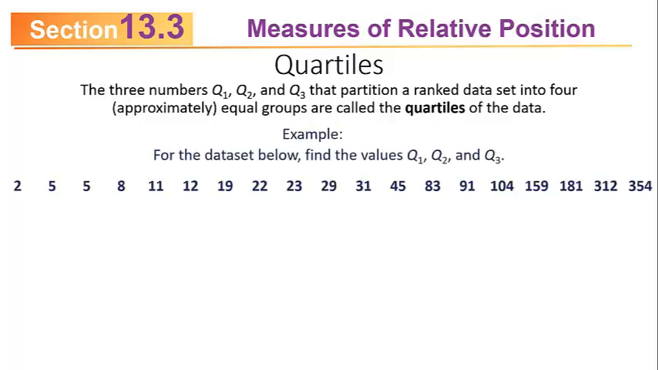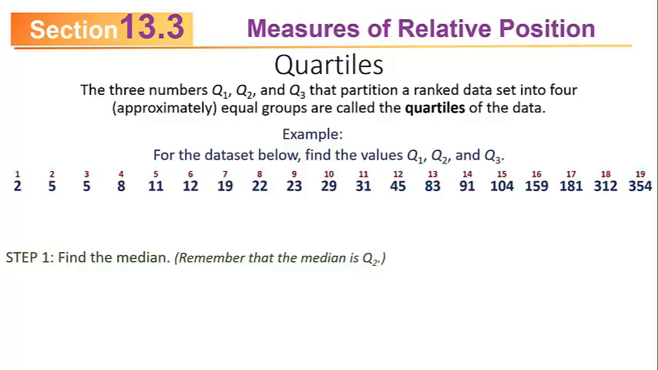For example, if we take this data set below and want to find the values of q sub 1, q sub 2, and q sub 3, here's how we proceed. First of all, the data needs to be ranked from smallest to largest, and this data set is ranked from smallest to largest. Once that happens, find the median. Remember, the median is q sub 2.